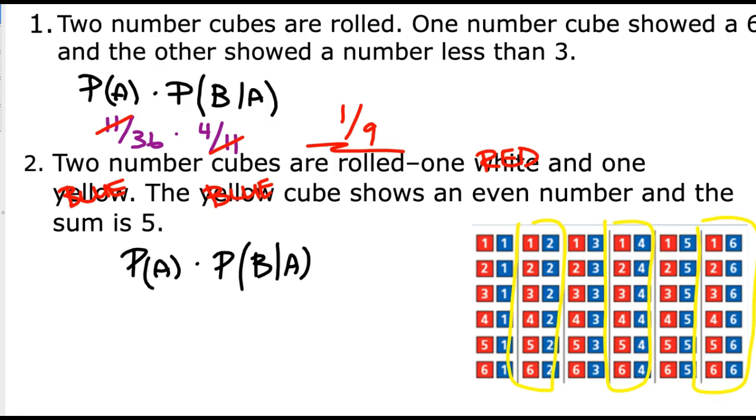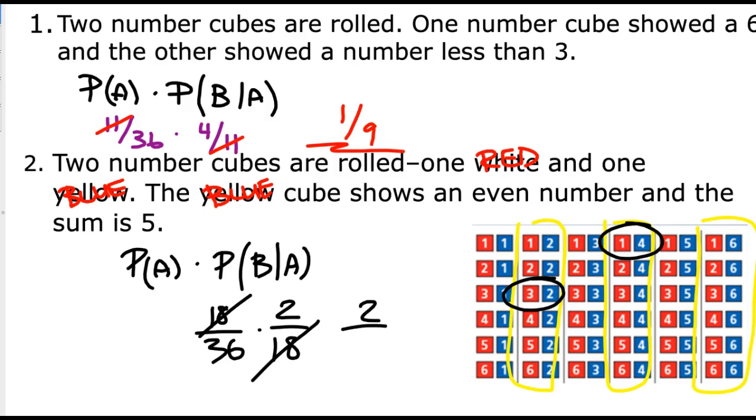Probability of A would be the number cube, the red one, or no, the blue one shows an even number. That's going to be 18 out of 36 times, of those 18, how many have a sum of 5? This one has a sum of 5. Are there any other ones that have a sum of 5? 1 and 4 right there. Yep, I believe that's all of them, unless I missed. I don't think so. So that would be 2 out of 18. And the 18s cancel out. 2 out of 36, you see them right there, circled in black. And that would be a final probability of 1/18.